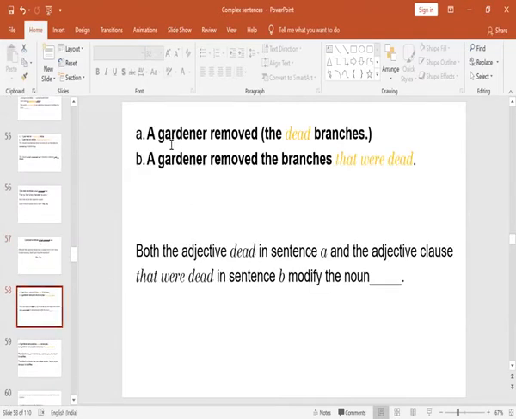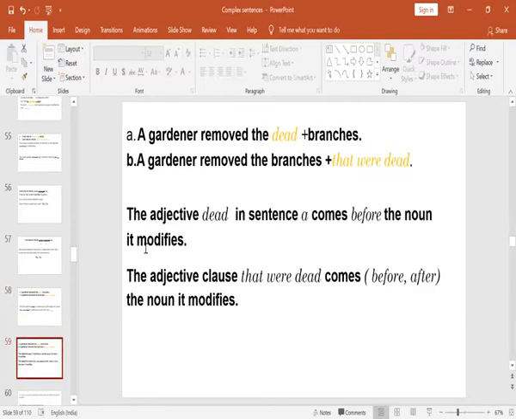Look at this. A gardener removed the dead branches. Dead is an adjective. How can I change this into an adjective clause? A gardener removed the branches that were dead. Okay, this becomes an adjective clause. Next, a gardener removed the dead branches. A gardener removed the branches plus that were dead. So this is the secondary idea. This is primary. Now what is that asking to find out?